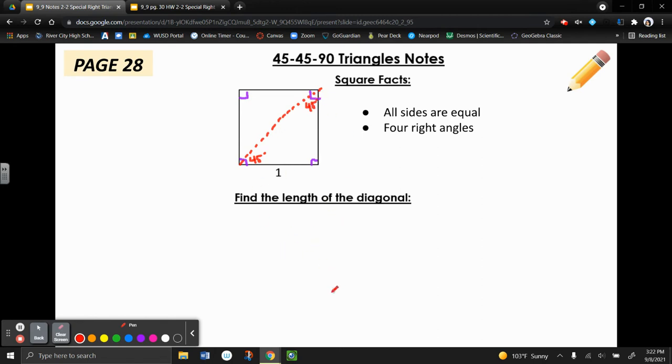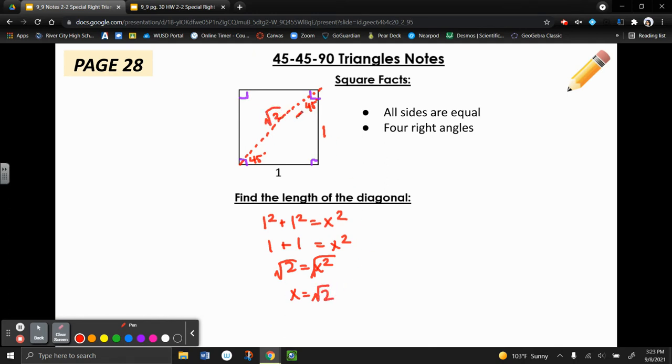We're going to find the length of the diagonal. Well, if we know that all sides are equal, we know that this side has to be 1, and then we can just use Pythagorean theorem like we did. So 1 squared is 1. So we have 2 is equal to x squared, and then lastly, we're going to take the square root of both sides. So x is equal to the square root of 2.